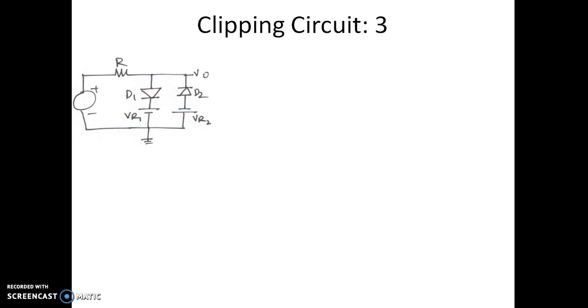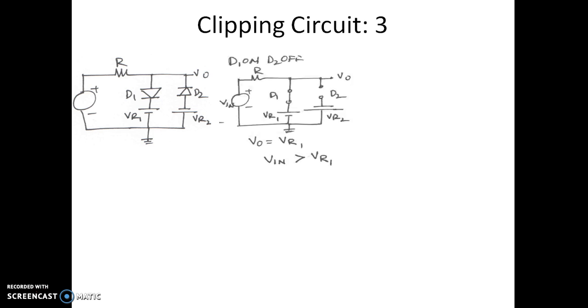So let us write the equivalent circuits when one is on, the other is off. Now we have considered D1 on and D2 off. So the equivalent circuits have been written. We are replacing the on diode by a short circuit and the off diode by an open circuit. As we see here, the output voltage happens to be VR1. So that's why V0 is equal to VR1. This condition will occur if the input voltage is more than VR1.